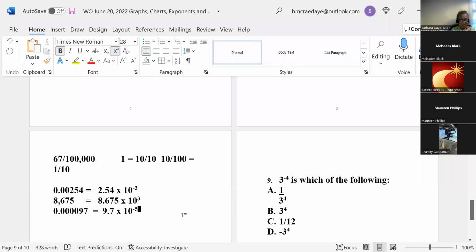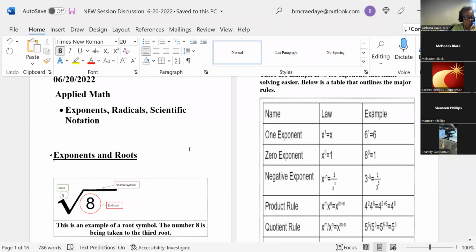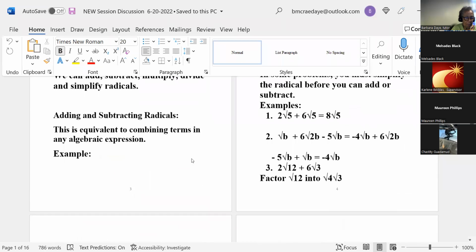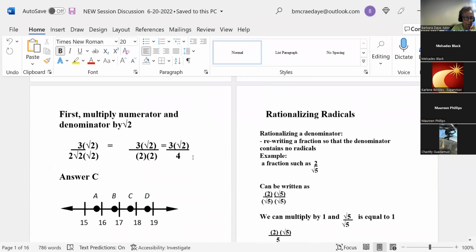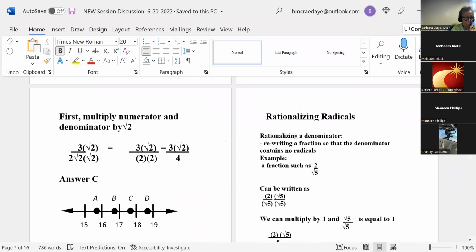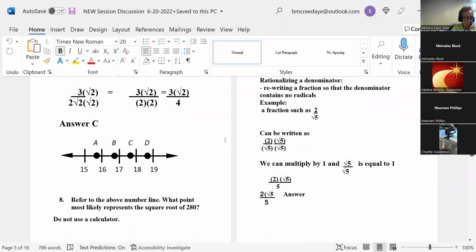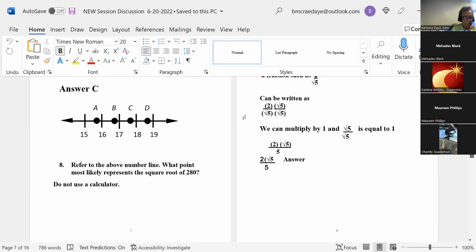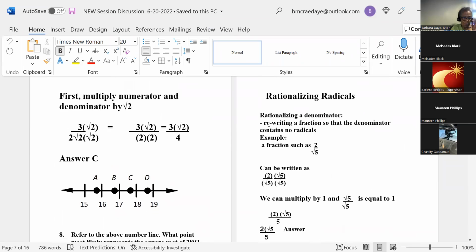Any questions on scientific notation? Not yet. Okay. All right. Now I want to go to something called rationalizing radicals. That's over on the right side.